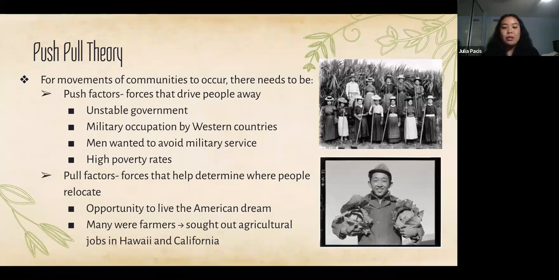Japanese immigrants were drawn to the United States because they wanted the opportunity to live the American dream. And many were farmers in Japan, so they sought out agricultural work in Hawaii and California since they had the skills already necessary to excel in those positions.